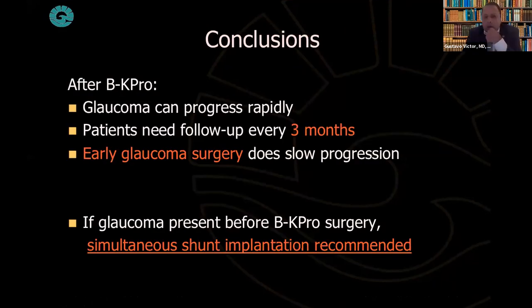So in conclusion, after keratoprosthesis, glaucoma can progress heavily. We should keep this in mind. It's a very big problem in this kind of patient. Patients need follow-up every 3 months. They need to know and have access to medical care, and be aware that the survival of this kind of surgery depends on them also. Early glaucoma surgery shows slower progression. If glaucoma is present before the keratoprosthesis surgery, simultaneous shunt implantation is recommended.